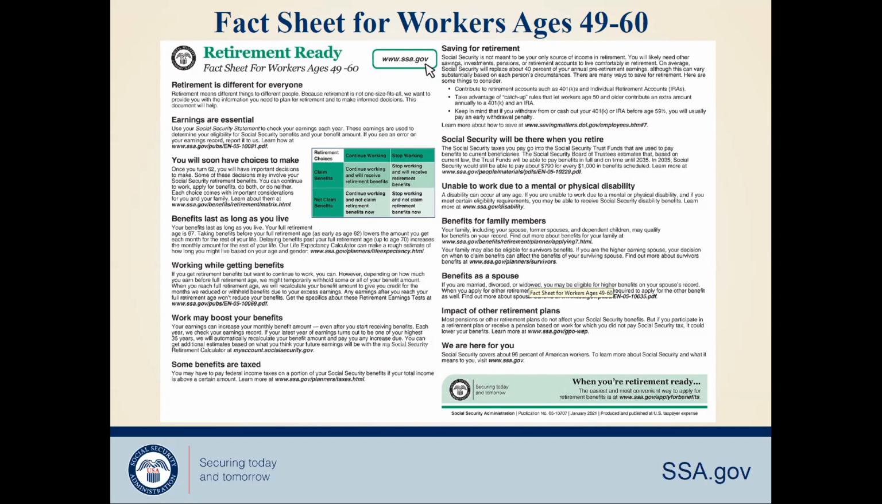And this is what the fact sheets look like for workers from 49 to 60. It gives information different for everyone. It is earnings, and pretty much that's how it looks. This is for your personalized one. And next slide.